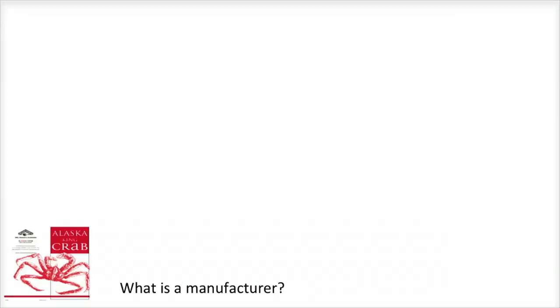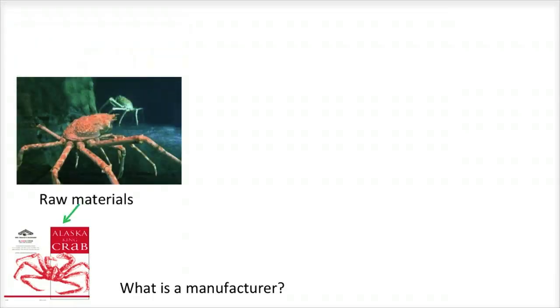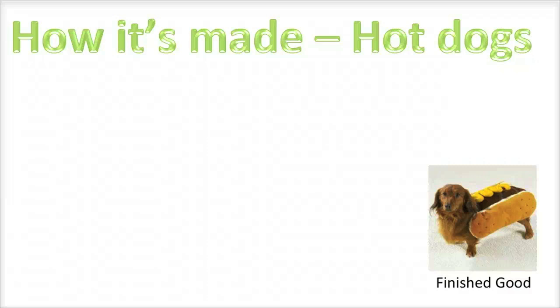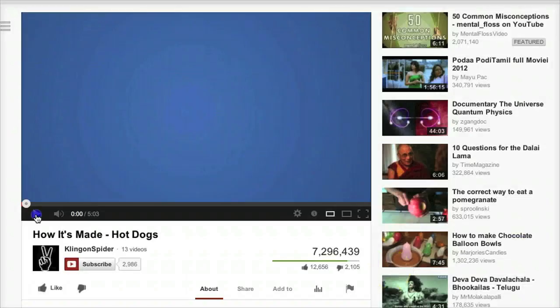What is a manufacturer? A manufacturer is a business that takes raw materials, labor, and manufacturing overhead costs and produces a finished product. Many great examples of manufacturers are provided on the show titled How It's Made on the Science Channel or on YouTube. Just search on the term How It's Made. If you want to watch a short video on how hot dogs are manufactured, click on this hot dog image.